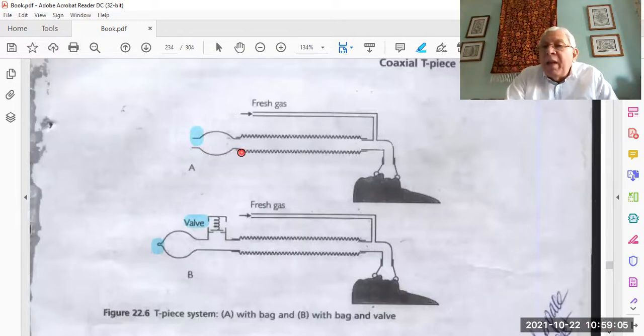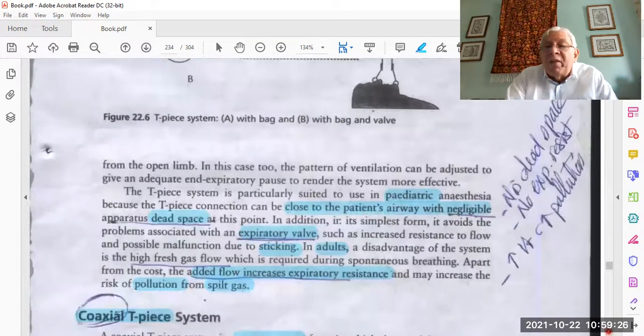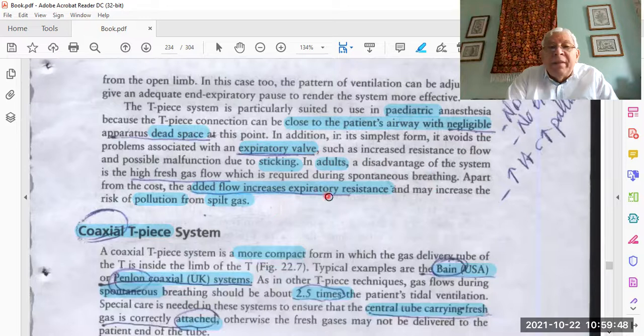We can, of course, attach a bag at the end of this system to aid in ventilation, and we can also evaluate the pattern of respiration of the patient, whether he's breathing or not. We can attach a valve on the end of this system to control ventilation of the patient. Of course, it's used in pediatric patients. Whenever it's used in adults, we need too much gas flow. The advantage is that there is less dead space and no expiratory valve, so there is no resistance. The main drawback is that we can create pollution in the theater because much gas is expelled.